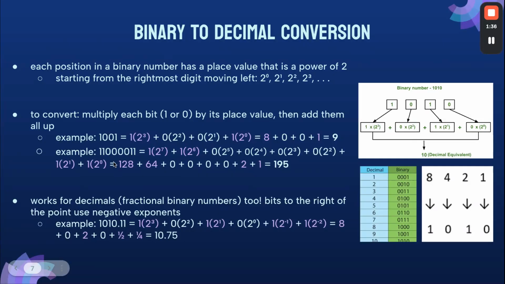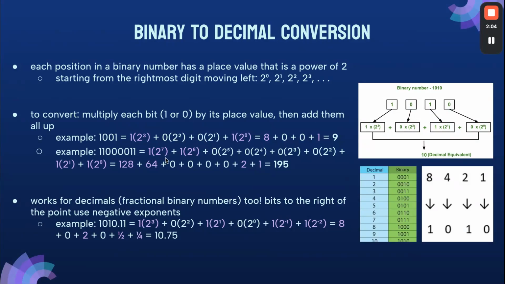Here's another example. We are converting this binary number, 11000011, to a decimal number. And here we're doing pretty much the exact same thing. We are just adding the products of the bit times its place value.